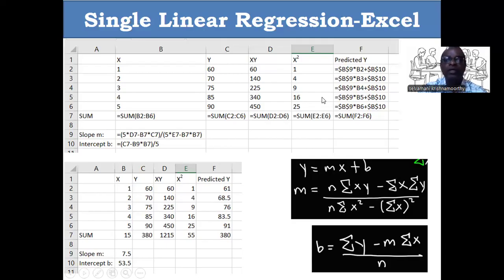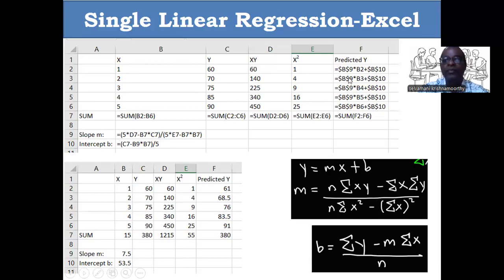M and B. Now we can give the predicted Y. So Y equals mx plus B. I'll apply this formula. Here M is 7.5, available under B9, multiplied by B2, which is 1, plus B, which is 53.5, available under B10. That means if any one student studied for 1 hour, he will get 61 marks. The exact mark is 60, but our predicted mark is 61.